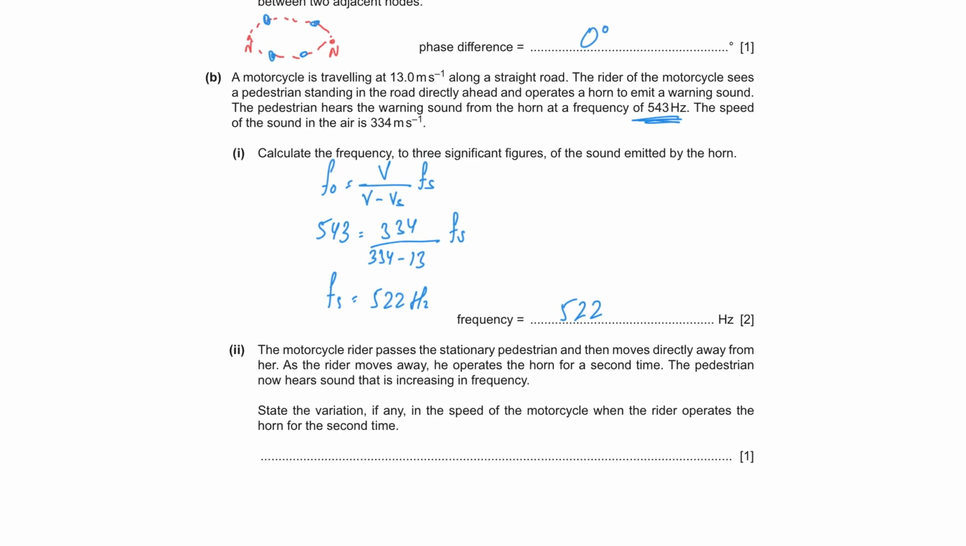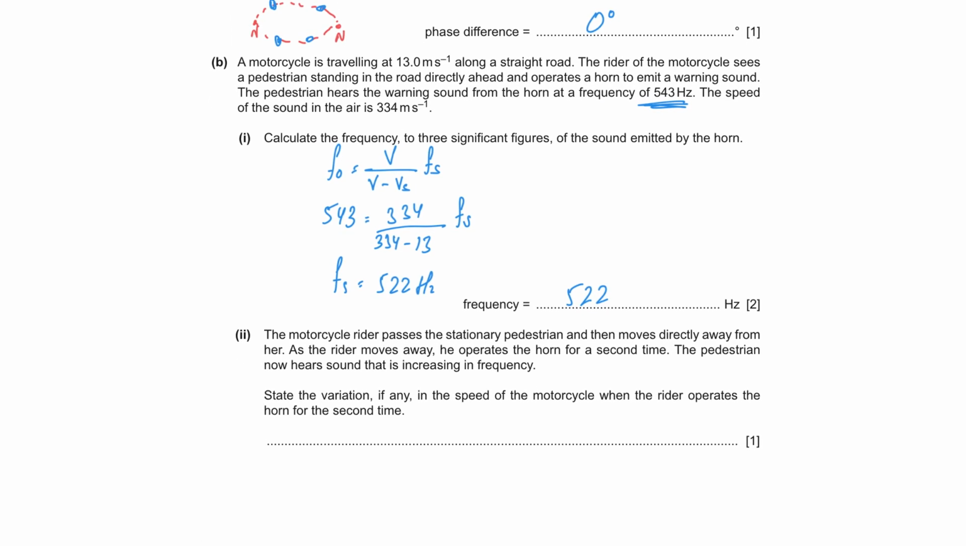Part 2 says the motorcycle rider passes the stationary pedestrian and then moves directly away from her. As the rider moves away, he operates the horn for a second time. The pedestrian now hears sound that is increasing in frequency. State the variation, if any, in the speed of the motorcycle when the rider operates the horn for the second time. Now, this is a good question, I'd say.